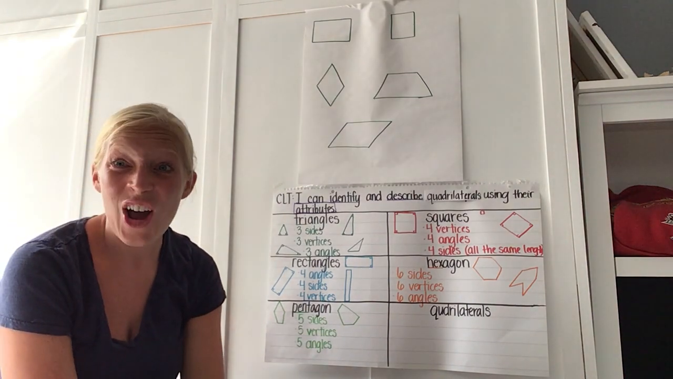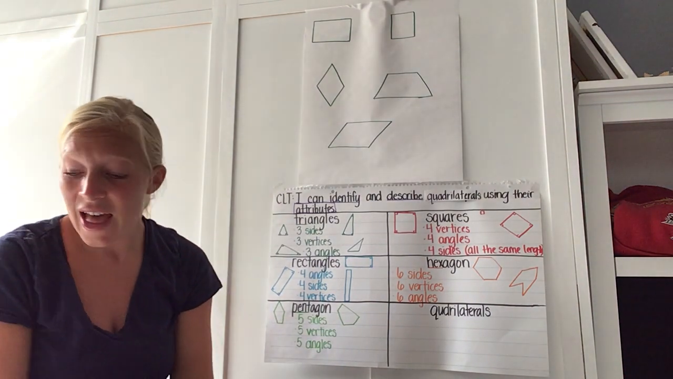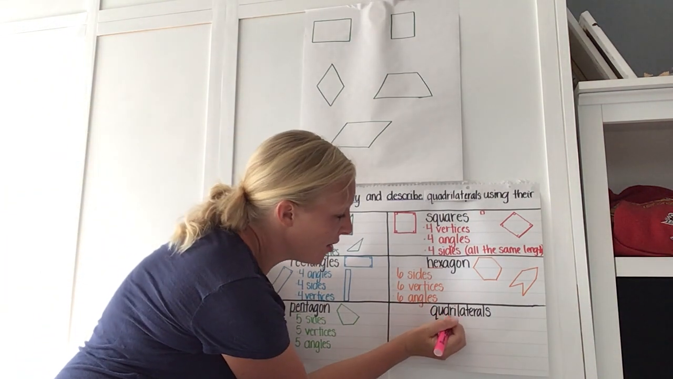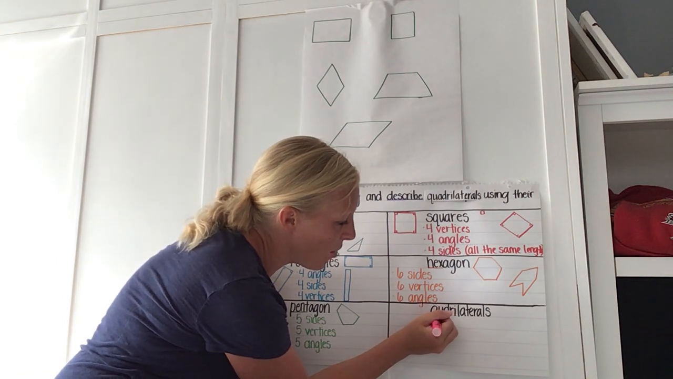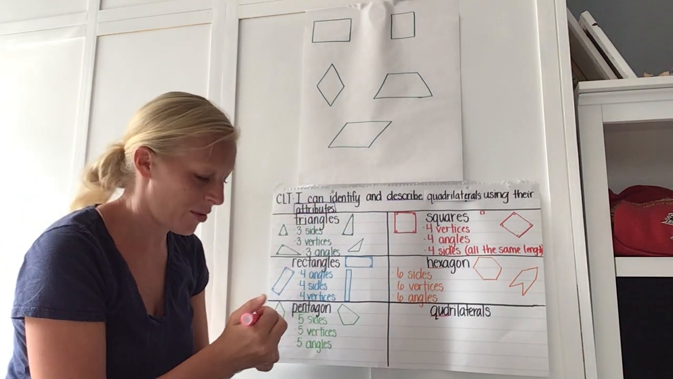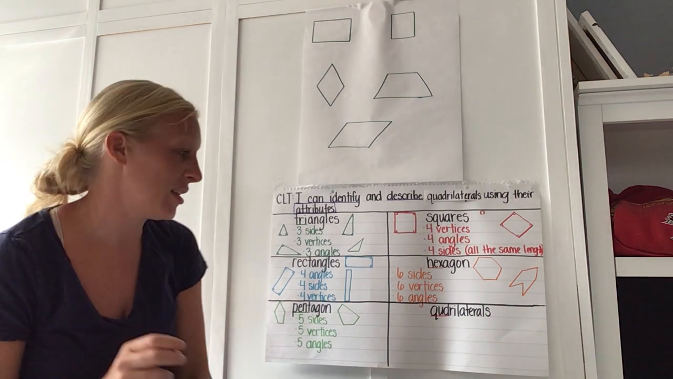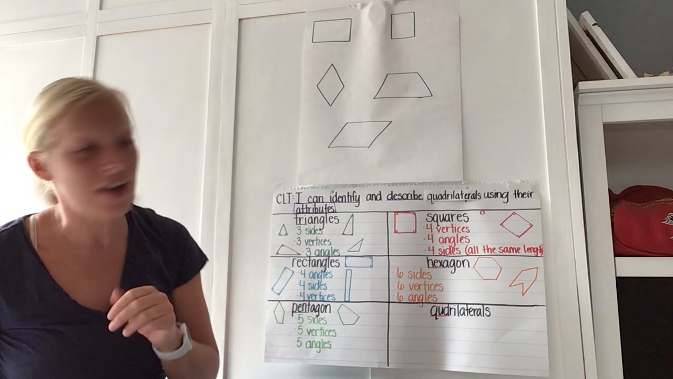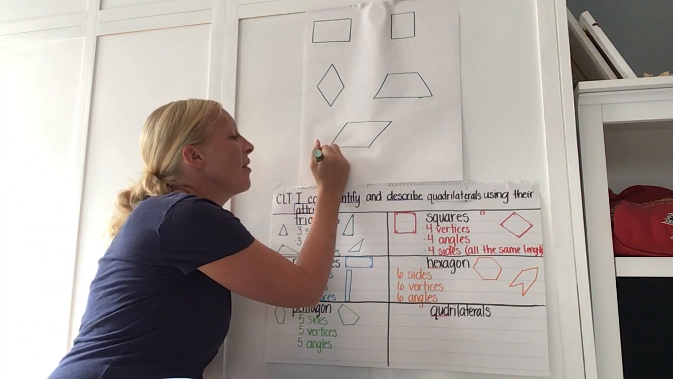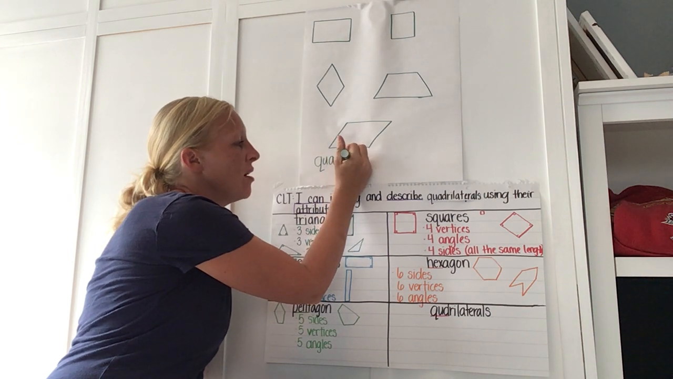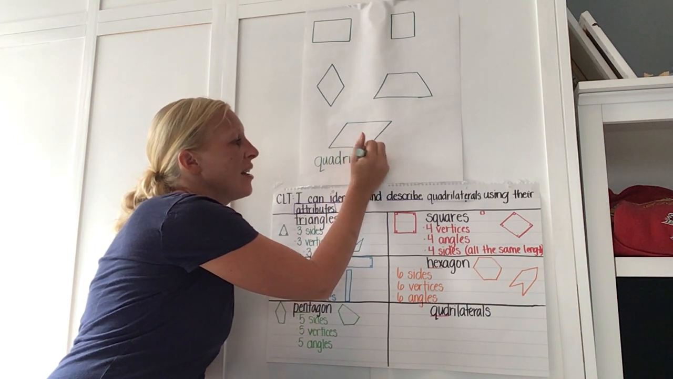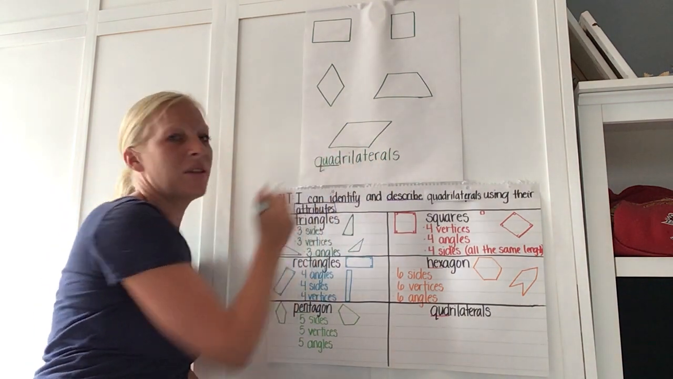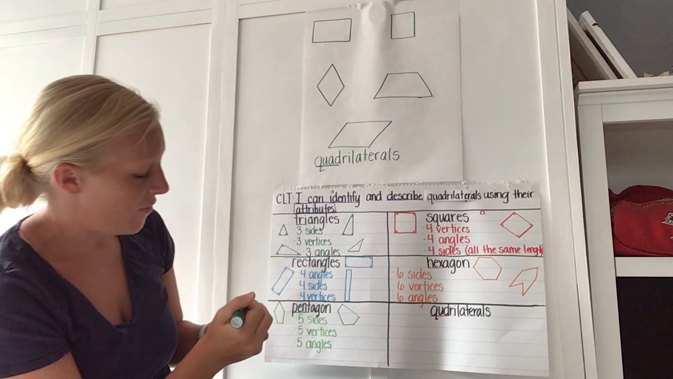All of these shapes are quadrilaterals. That part, quad, means four. Right here, oh, Miss Baker spelled it the wrong way. Quadrilaterals. I'm going to fix that up for us in a little bit. It's Q-U-A-D. Quadrilaterals. I'm going to pop that up there. Quadrilaterals means four. Very good.